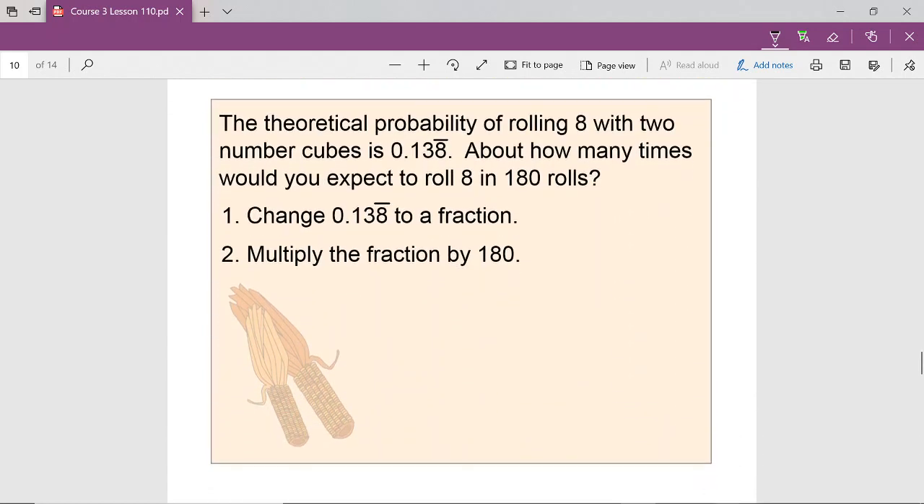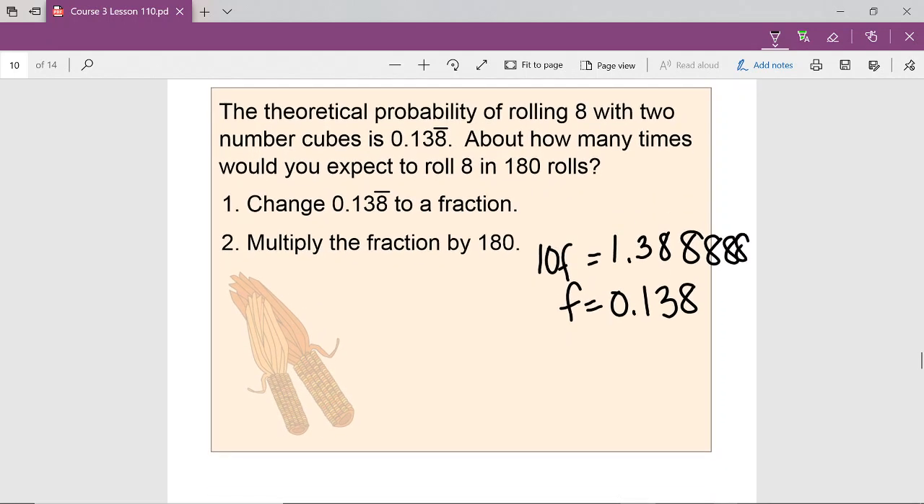All right, this is our last one. So, probability of rolling an 8 with two number cubes, sum of 8. So let's change 0.138 repeating to a fraction. So f equals 0.138 repeating, and only one number is repeating, so 10f equals, move that decimal over once, and I get 1.38 repeating. I'm going to write down some of those 8s that we actually have here, just to make it easier when we subtract.